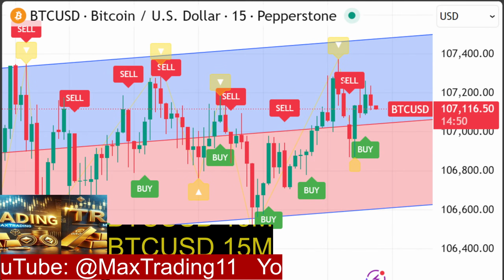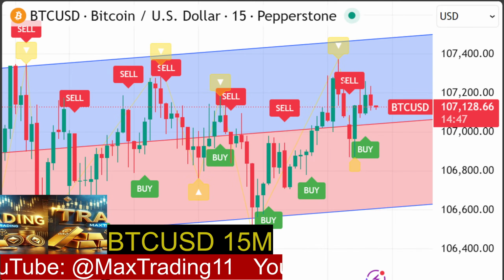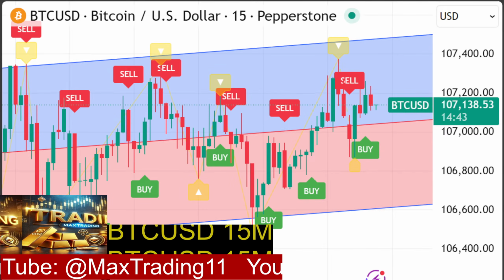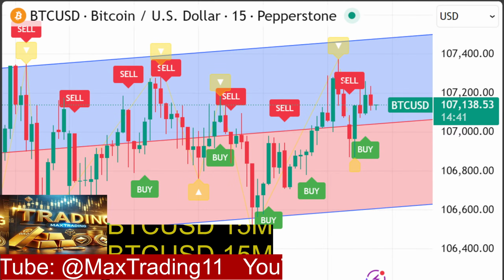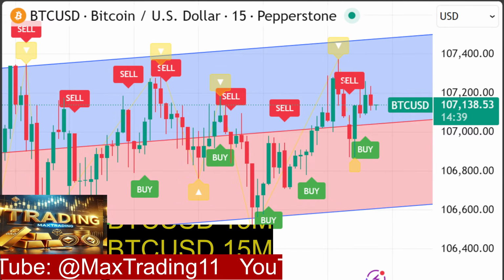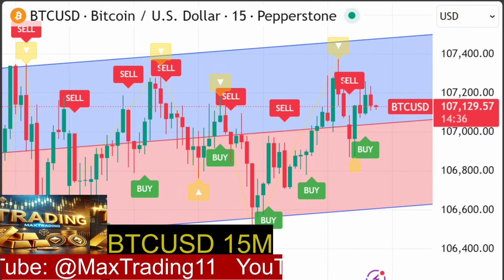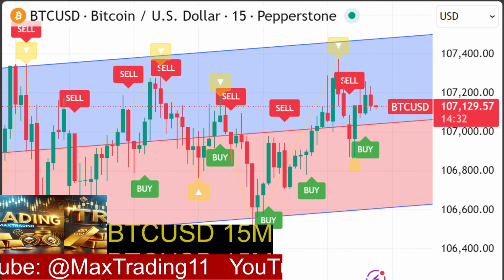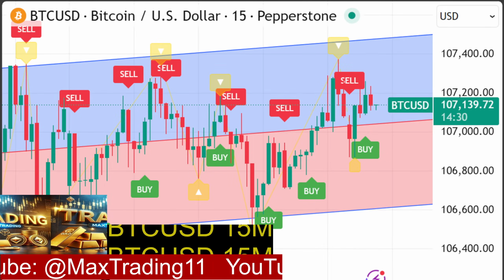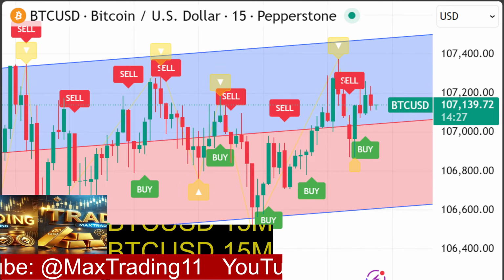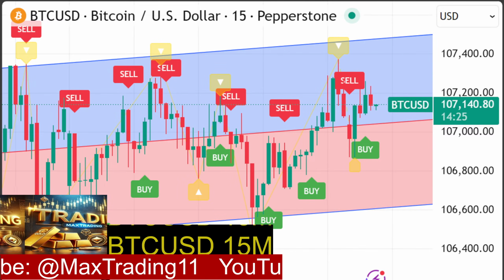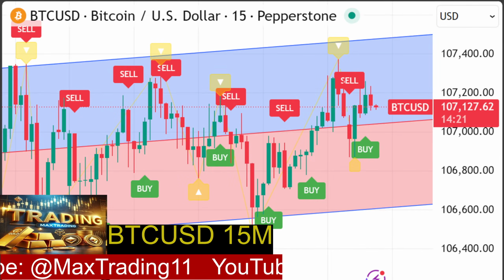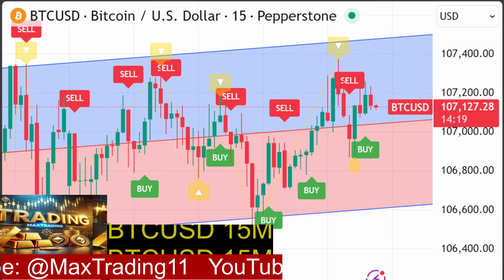But Bitcoin doesn't move in isolation. Its correlation with Nasdaq, S&P 500, and DXY matters greatly. When the dollar index, DXY, falls, Bitcoin usually rallies. When yields rise, Bitcoin tends to correct. Understanding these macro relationships separates retail traders from professionals.